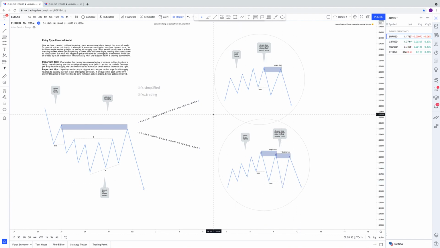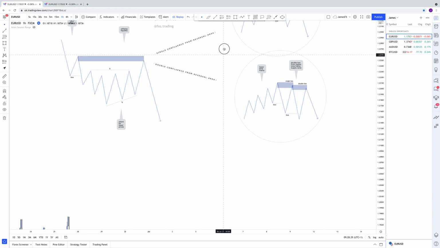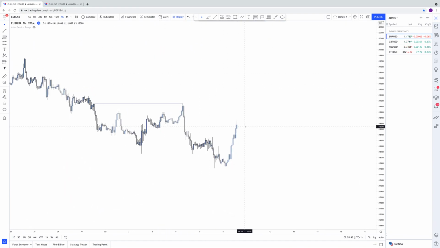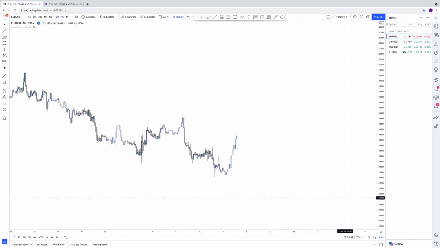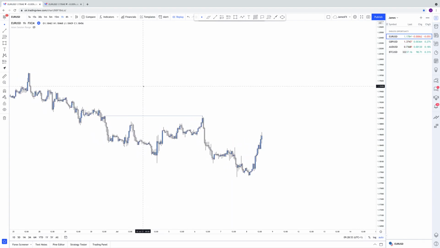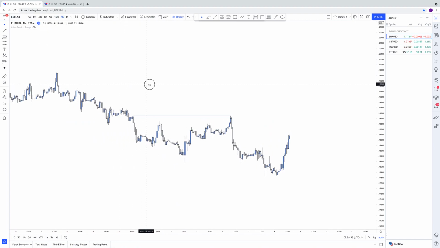So now we've gone through that, what I want to do quickly is show an example on the actual live charts. As you can see here, I think this is a pretty good example of the reversal model. Okay, so let's get into it. So we're on Euro USD hourly time frame.